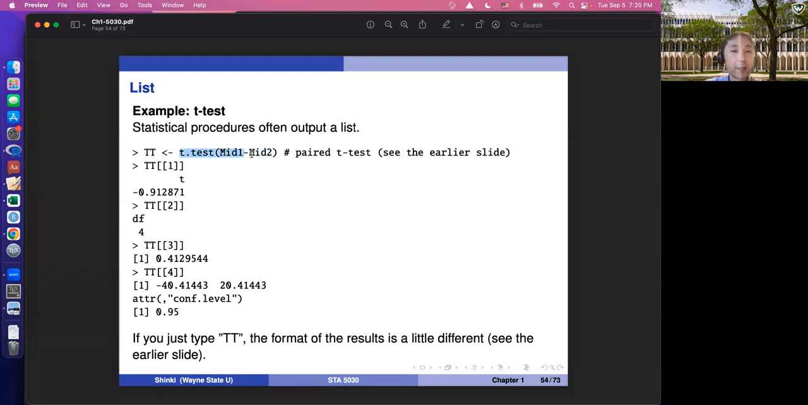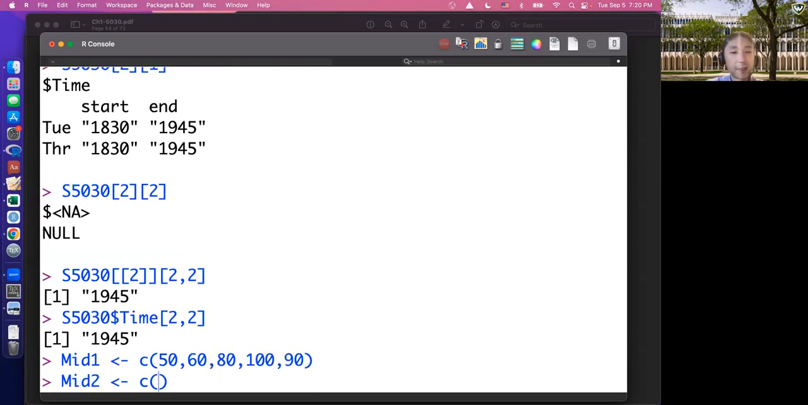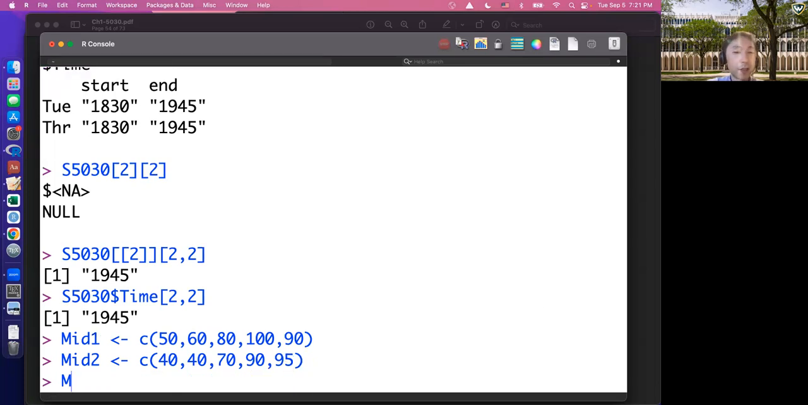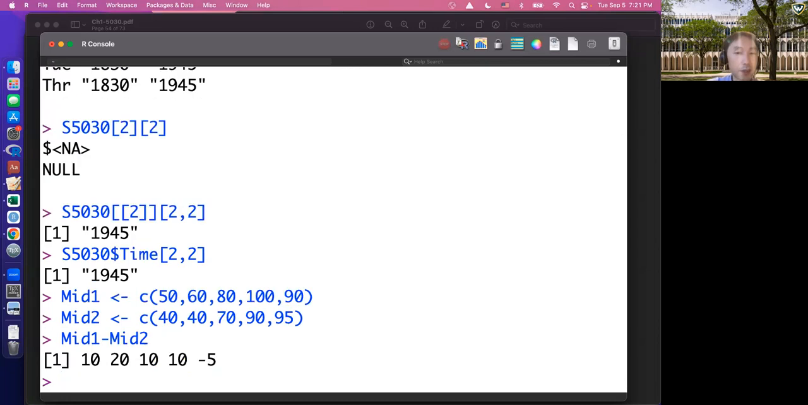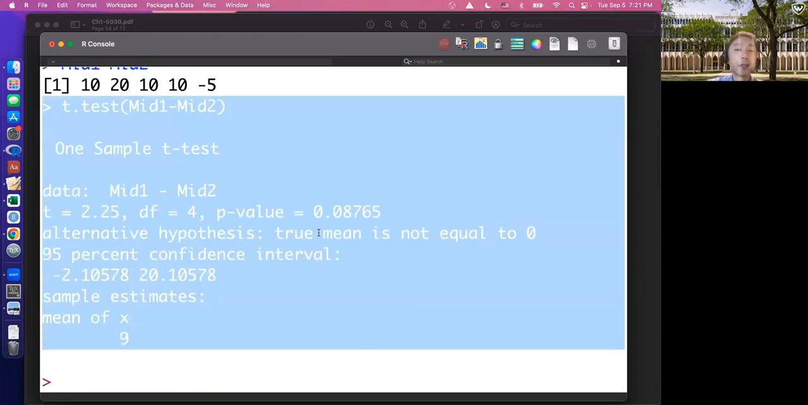And then actually for this t.test, maybe I still have to code it, sorry. Maybe midterm 1 scores we just type randomly, maybe numbers. And midterm 2 scores, it sounds more difficult, maybe like 70 and 90 and 95 or something like that. Okay, then midterm 1 minus midterm 2 is this, and we can use the t.test function to see if the mean scores are significantly different. Then it returns this output. So it's a complicated output.